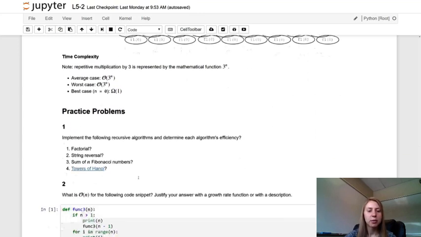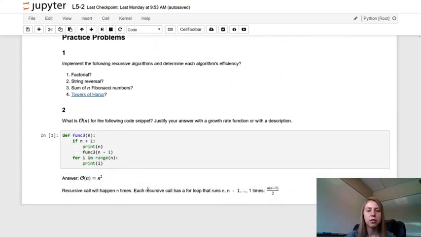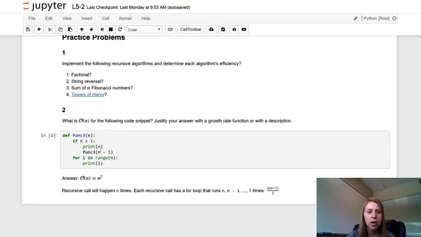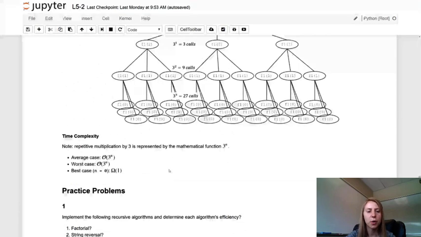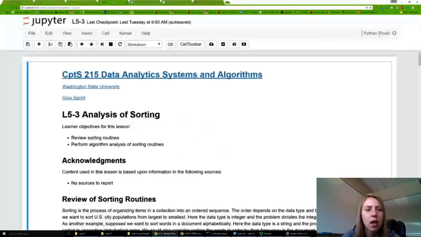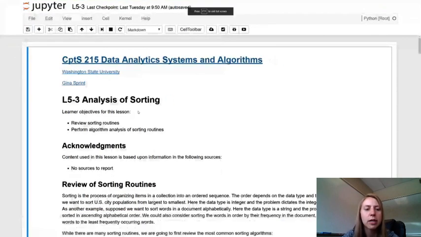So I have some more practice problems here that I encourage you to work through. I have the answer listed for number 2, so you can check your work. Now let's move on to our last lesson for week 5, analysis of sorting.